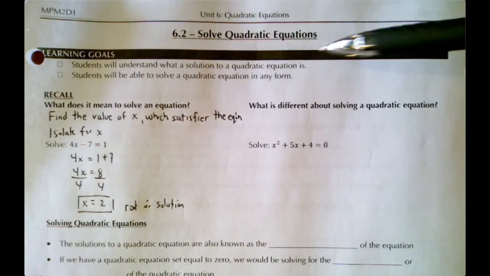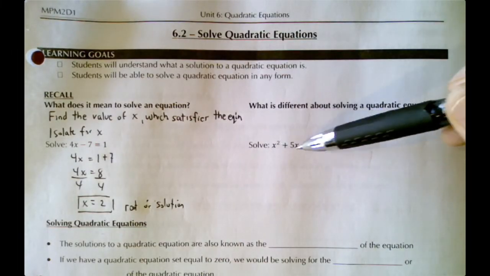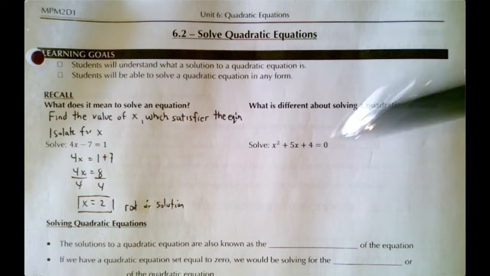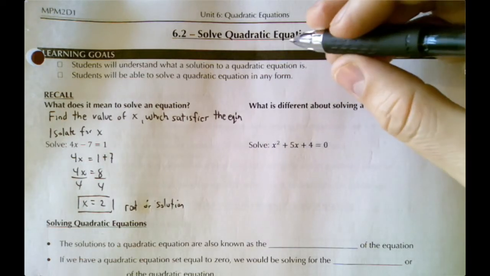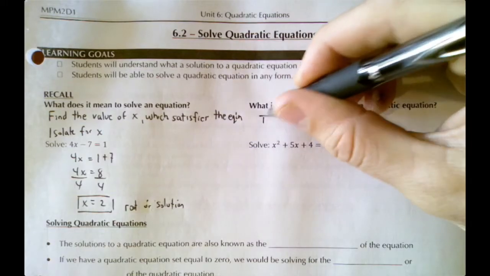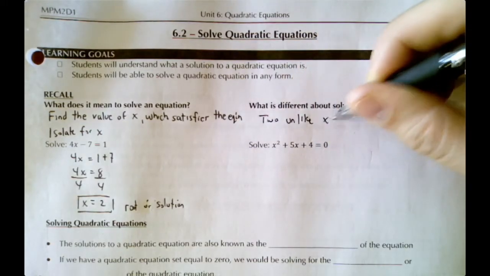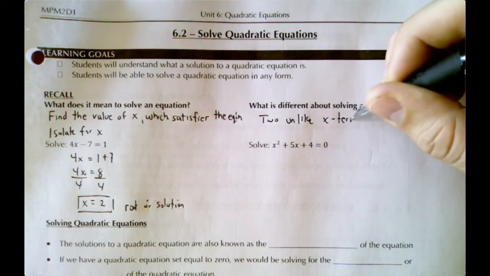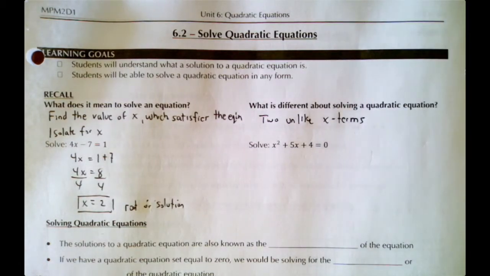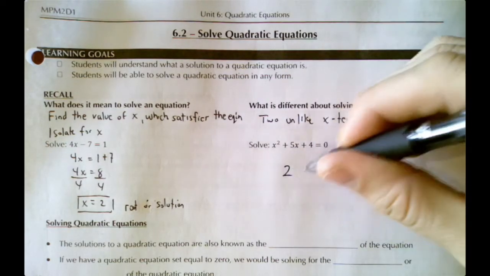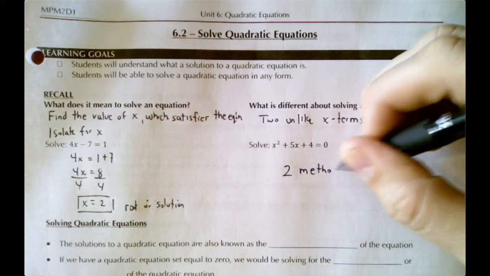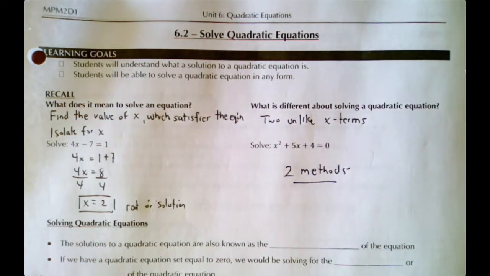So what's different about solving a quadratic equation? Like x squared plus 5x plus 4 equals 0. What's different is there are two x terms, unlike x terms. So we can't just collect them and then isolate, because we can't isolate if there's two different terms that have x. So to solve this equation, we have two methods, and we're going to explore those below.